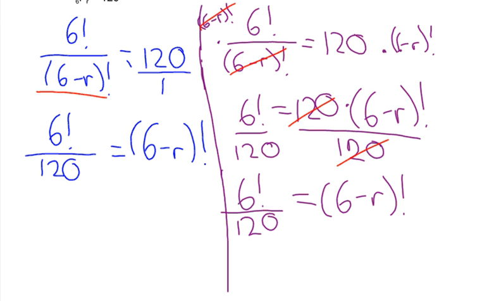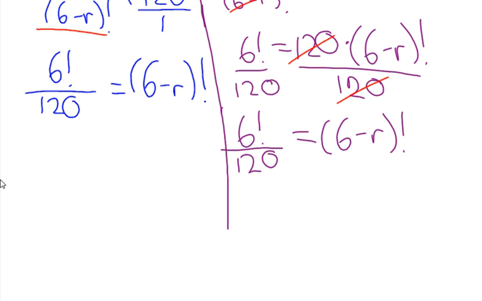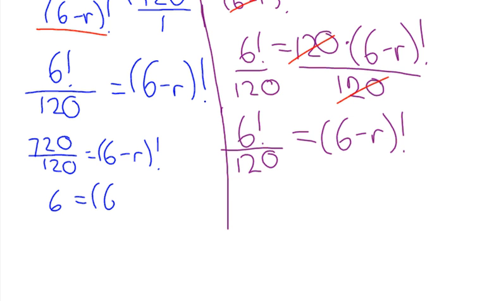We're not done yet. Can you guys evaluate this, please? 6 factorial over 120. What does that equal out to? Okay, so it equals 6, because you got 720 over 120, right? I'm going to write that out here. So this is 6 equals 6 minus r factorial.